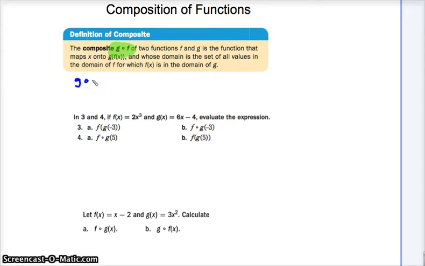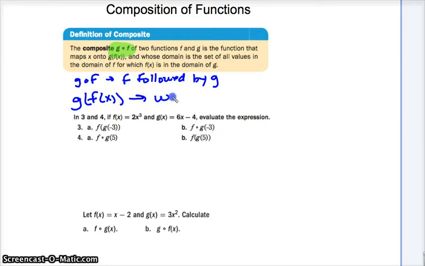So again, g with that little circle f is read f followed by g. This could also be written in function notation like so: g of f of x. And in this situation, you're always going to work inside out. You'll evaluate first what's inside the parentheses and then plug that in for the function g. So let's check this out in a practical application.